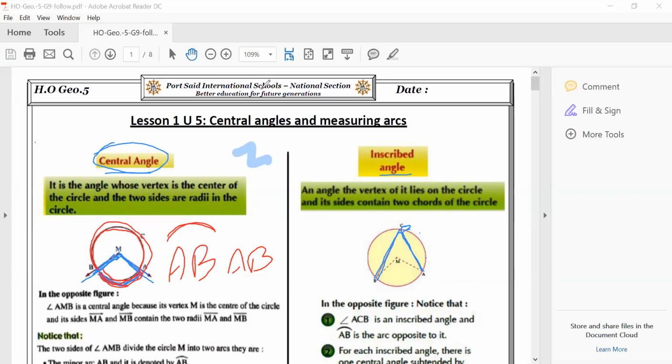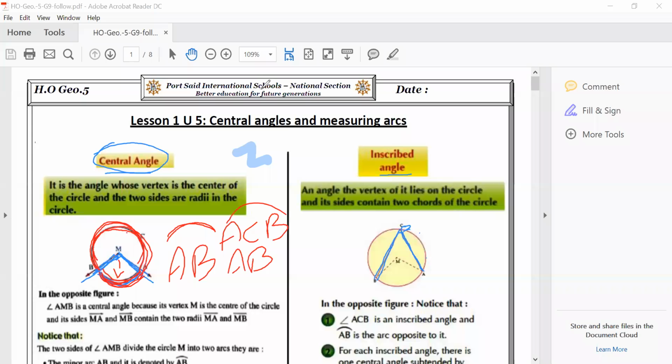So when I say AB only, I mean the minor one, the small one opposite to the central angle. But if I say ACB, I mean the big one, the major one. The symbol AB means the minor arc unless there is another statement. And if he says in words the major arc AB, he means the major arc, with no need to write ACB. But if he didn't mention it and said only arc AB, this means he wants the small arc.